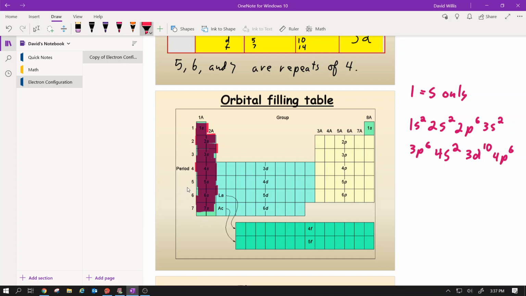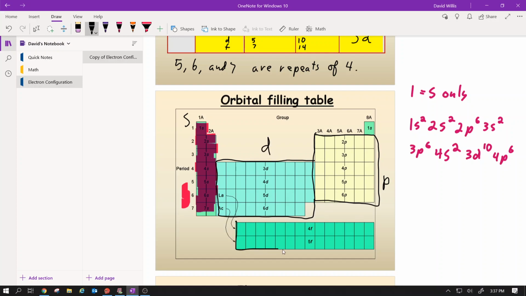This is the S block. This is the P block. This is the D block. And this is the F block. As you look at those, you can see what shells will be filling as you go across.